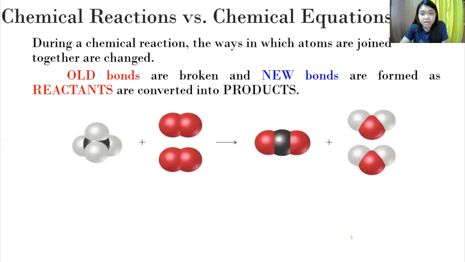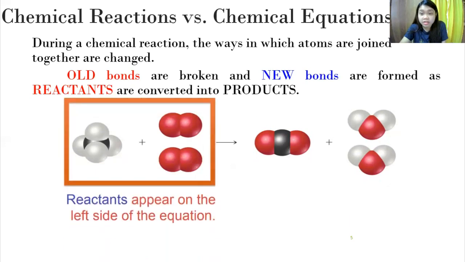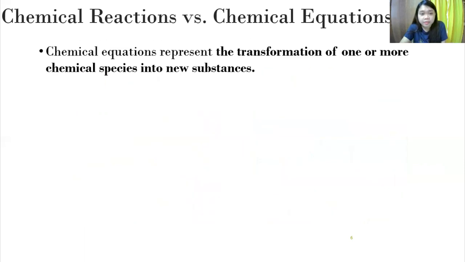So here we have an illustration. This area here, these are the reactants. Usually, reactants appear on the left side of the equation. And then on the right side, these are the products. They are both separated by an arrow to indicate that the reaction proceeds from left to right. So the reactants are the ones that are consumed in a chemical reaction to form the products. Chemical equations also represent the transformation of one or more chemical species into new substances.